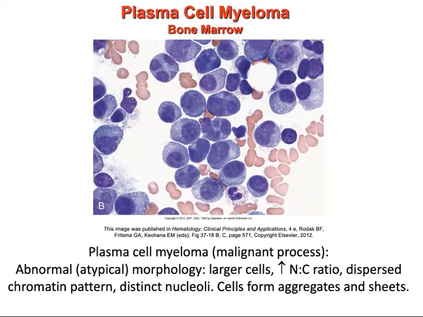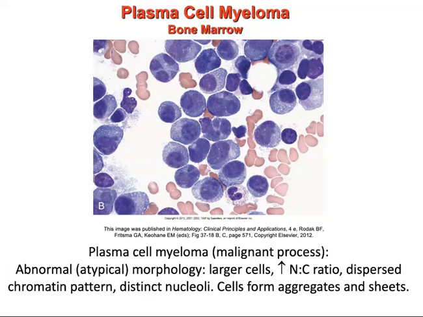So this slide shows us plasma cell myeloma, and what happens in it. This is a bone marrow slide. There is an accumulation of malignant plasma cells in the bone marrow, and they present as lytic bone lesions. In plasma cell myeloma, there's marked bone marrow plasmacytosis, so there are lots of plasma cells in the bone marrow. They usually constitute more than 30% of the marrow cellularity.